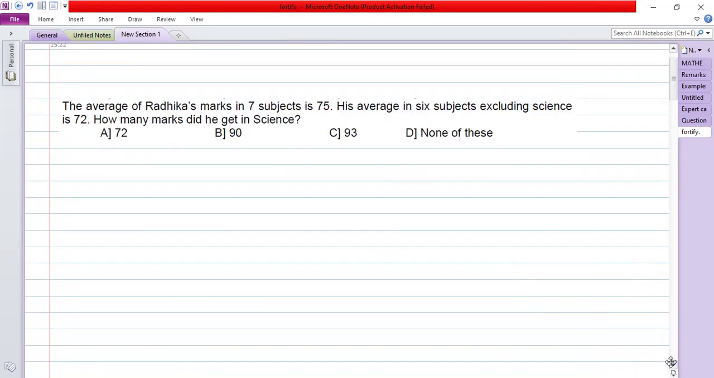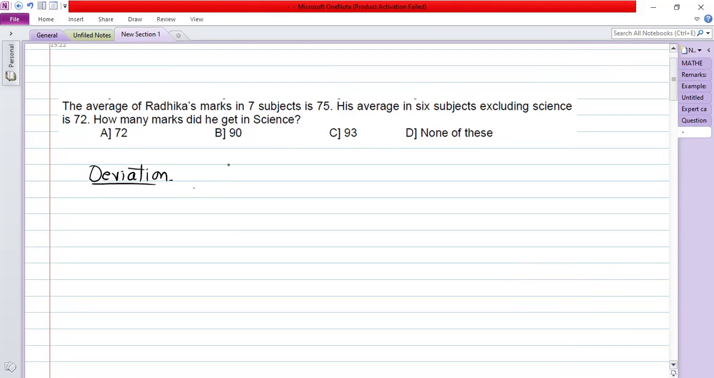So this is one more question. Obviously, I have already remarked that such questions can be solved in multiple ways. Here I will solve it by the deviation method.